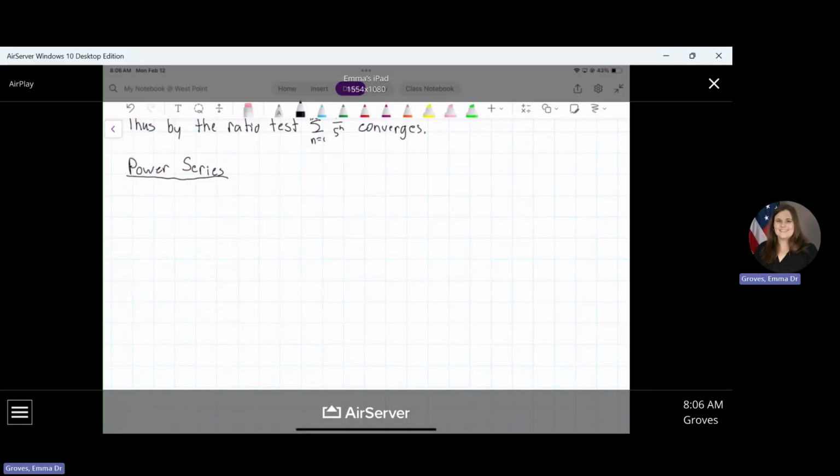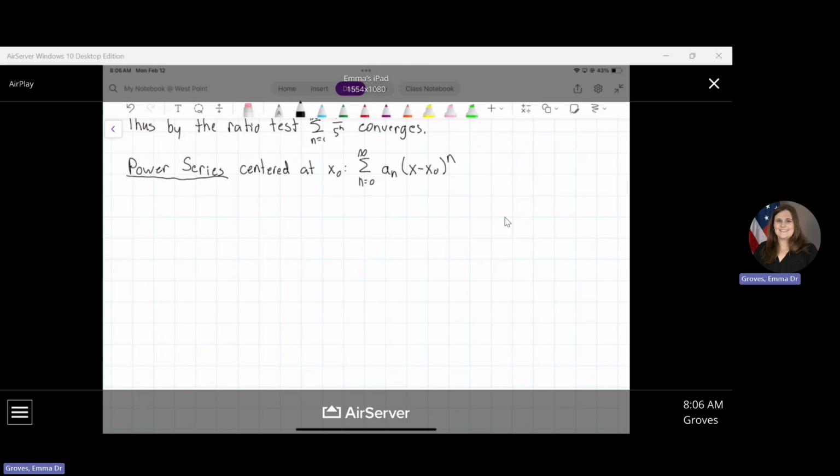So now we are going to talk about power series. If we have a power series centered at the point x naught, the way we write this power series is the sum from n equals 0 to infinity of a sub n times (x minus x naught) to the n.